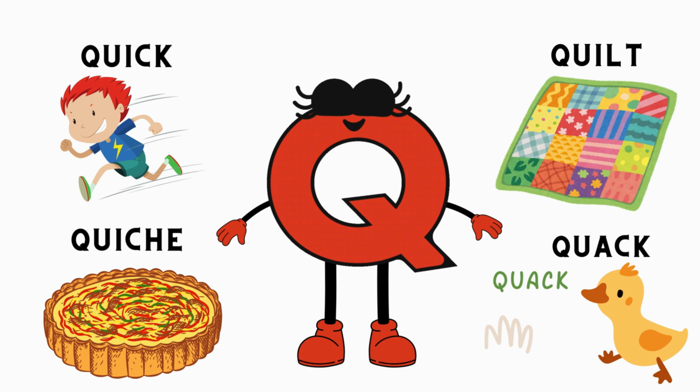The letter R is for rocket. Rhinoceros. Ring. Rain.